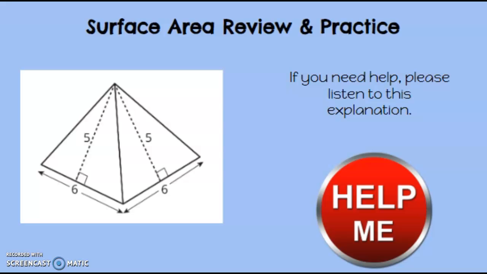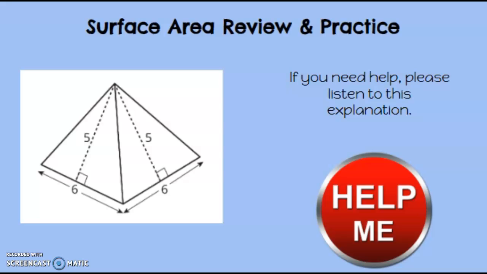We're going to multiply 6 times 6. We get 36 for the area of this base. Then we know that each of those side triangles that come up to the point at the top, the vertex, are going to be exactly the same size because the base is a square.